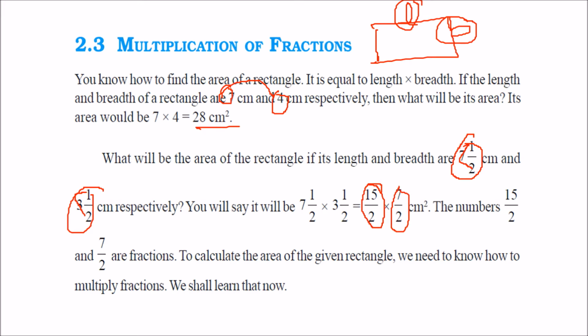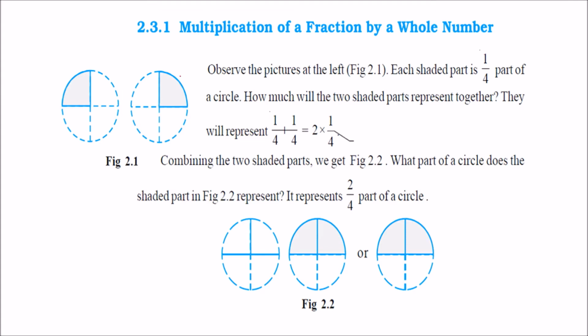Whatever we will discuss, the eventual thing is you have to multiply numerator by numerator and denominator by denominator. So this is 15 into 7 by 4, and this is the answer. Let us learn. We will start with multiplication of a fraction by a whole number, then we'll go a step ahead.